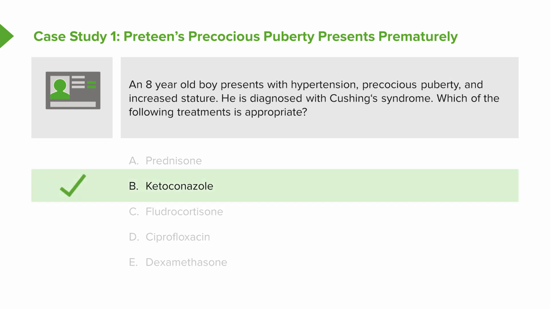Good. The answer is ketoconazole. Remember that ketoconazole actually has some steroid reduction capability by blocking synthesis of endogenous steroids. Prednisone, fludrocortisone, and dexamethasone are all exogenous steroids, and they're used in steroid replacement therapy or acute inflammation. Ketoconazole is an antifungal, so sometimes on exams, the exam authors will put another antibiotic on there. Ciprofloxacin is an antibiotic that has no steroid reduction capability.